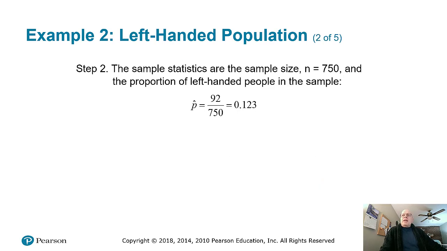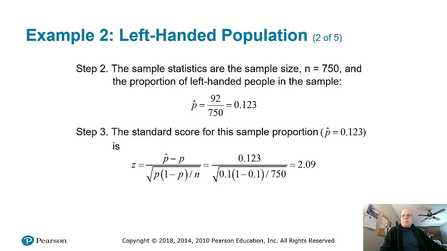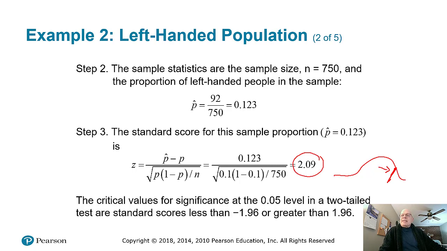So here's our p-hat, or proportion estimate, 0.123, that's above 10%, but it is a two-tailed test, remember. So the standardized score is 2.09. Remember, that would look something like this. Is it far enough from the accepted mean to say that this value is exceptional or significant?